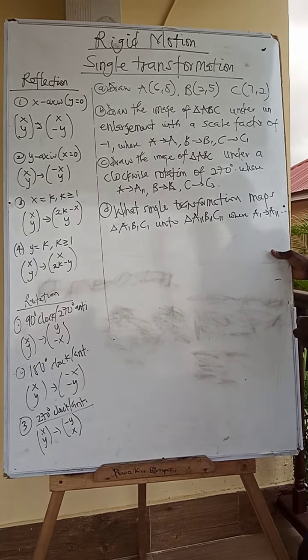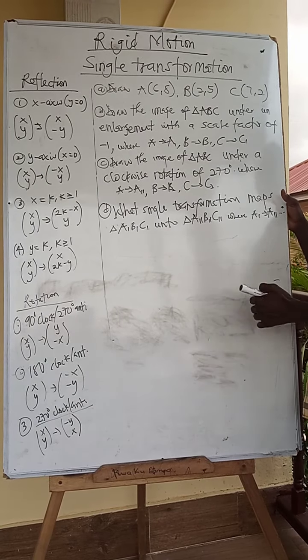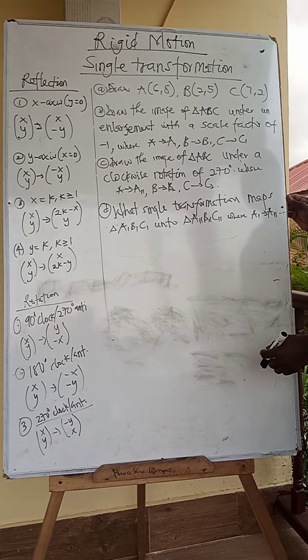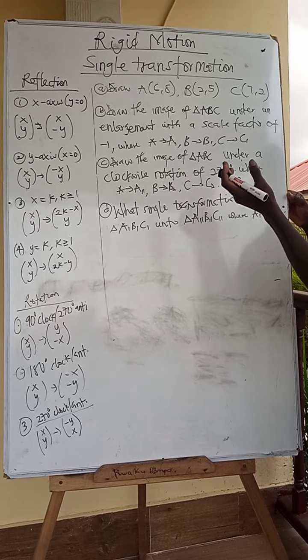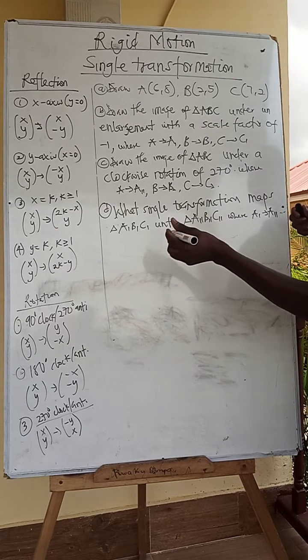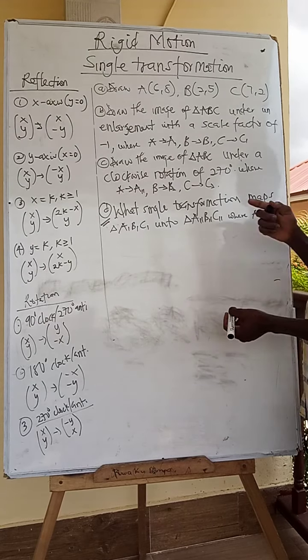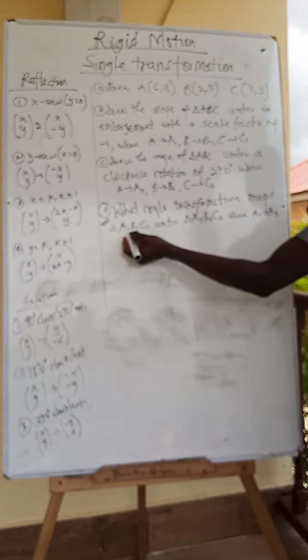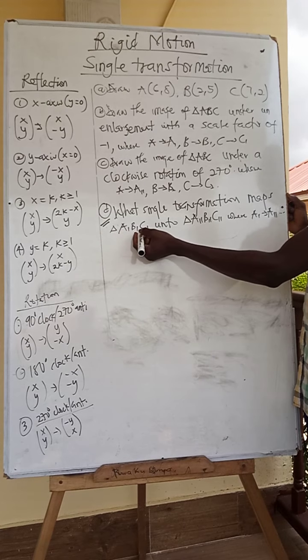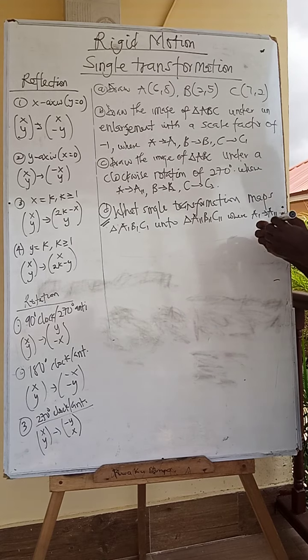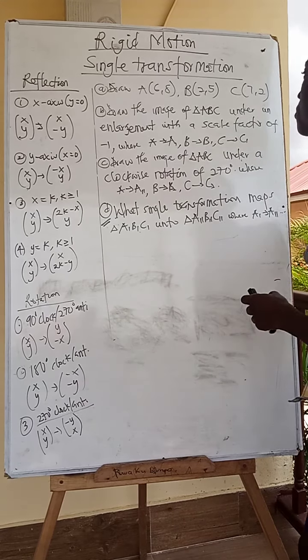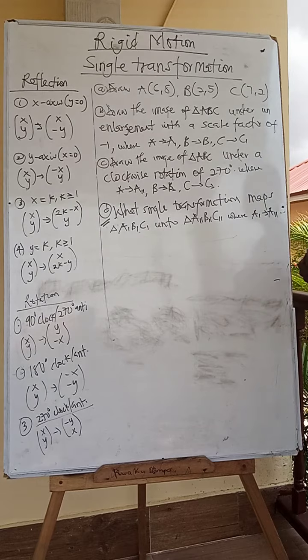So, when we talk of single transformation, in our previous discussion, we just tried plotting the points, the images, and everything. Today, because of part D, we ask what single transformation maps A1, B1, C1 onto A2, B2, C2. But we just want to do a quick recap so that you remember all that we did in our previous study.